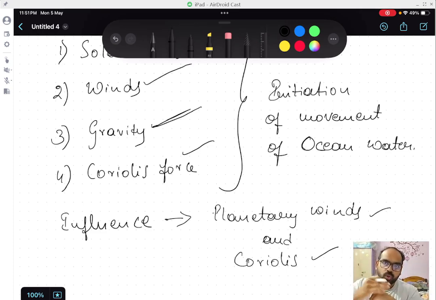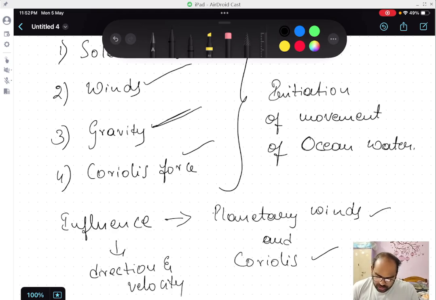And also due to Coriolis force, oceanic waters get deflected. At the polar region the deflection will be more due to more Coriolis force, and at the equatorial or lower latitude region the deflection will be less due to less Coriolis effect. So initiation is due to solar energy, gravity, Coriolis force and winds. And the influence on the oceanic movement, with respect to direction and velocity, is by planetary winds and Coriolis effect.